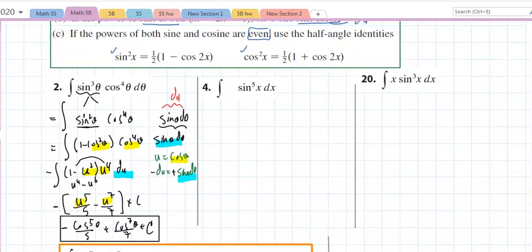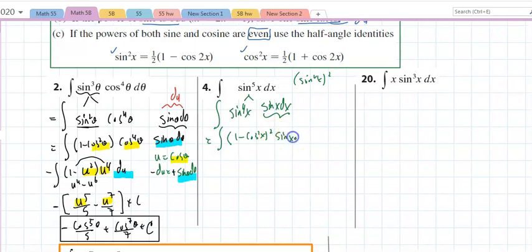And if I get to number 4, well, I see a sine to the fifth. That's good. That's odd. Anytime I see a sine or cosine that's odd, I split that up. I'll say sine of x dx. And again, this is going to be my du. What do you take a derivative of? Well, that's going to be sine to the fourth of x. And here I have a couple of options. I could say this is sine squared times sine squared, or I could say that's the sine squared of x squared, which is 1 minus the cosine squared of x, squared, times sine of x dx.